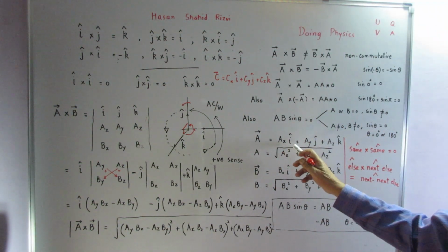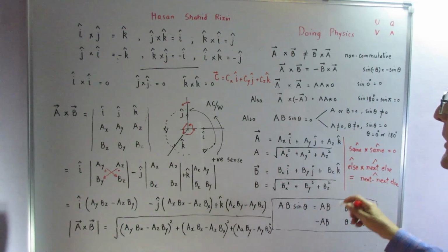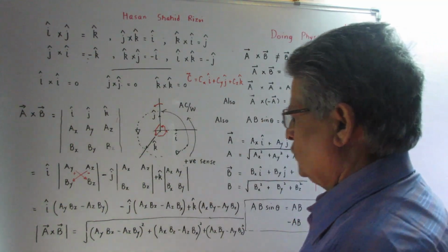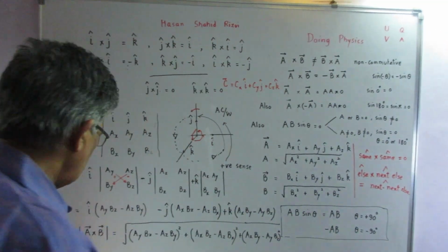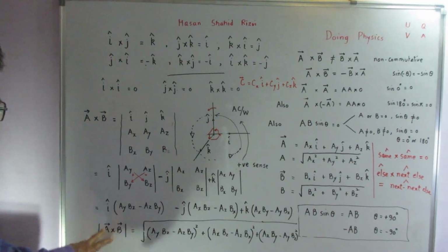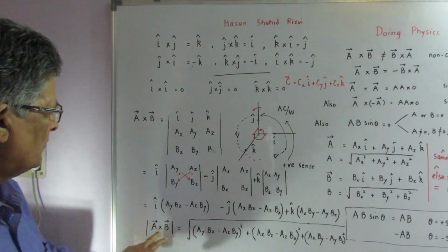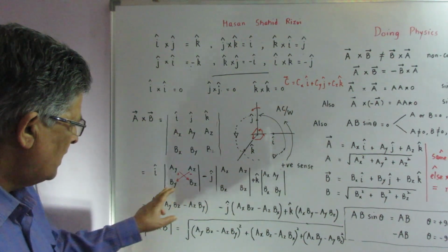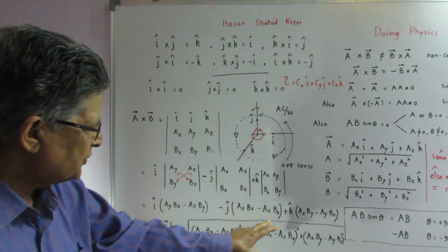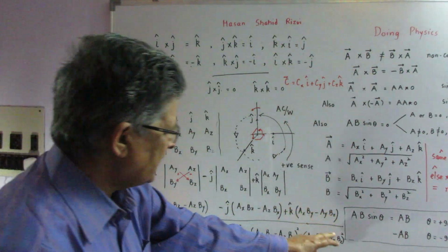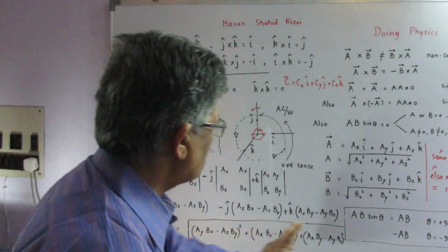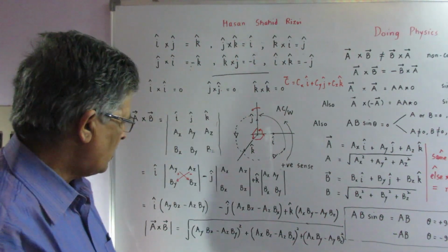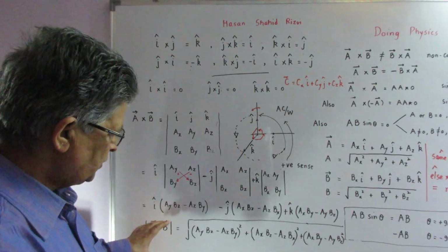A is equal to Ax i and so on; similarly, I can write this one, and that I leave to you. So when it so happens, I can write that the final value of magnitude C, which is the magnitude of A cross B, will turn out to be equal to this quantity squared plus this quantity squared plus this quantity squared, under root. And this is how we can calculate the magnitude of A cross B.